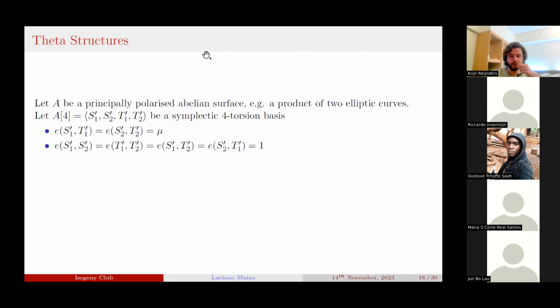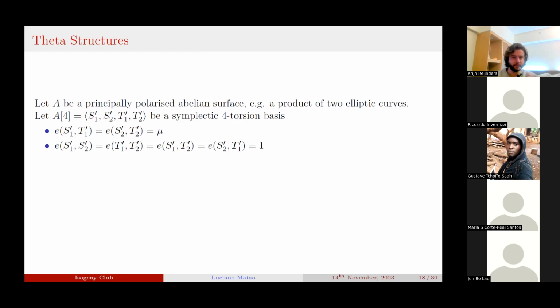There is a question in the chat. I'm talking about the curve of genus 2. Is it polarized? Yes, Jacobian, yes. Jacobian is always principally polarized, if that's the question. Yes, okay. Was it the question? Okay, thanks. Okay, perfect.